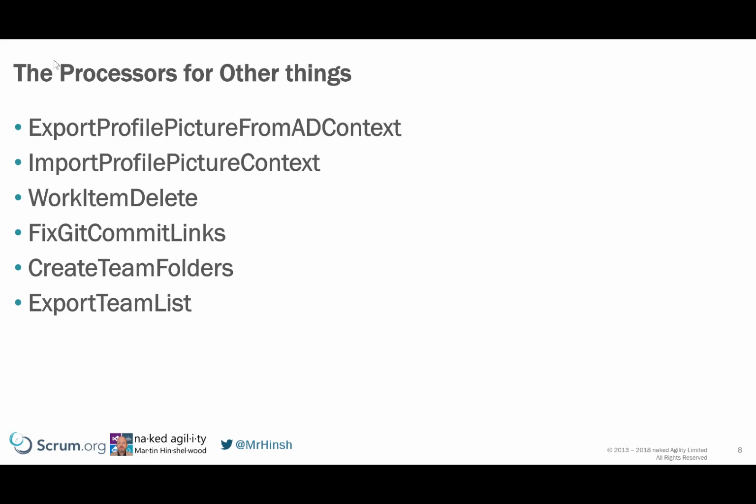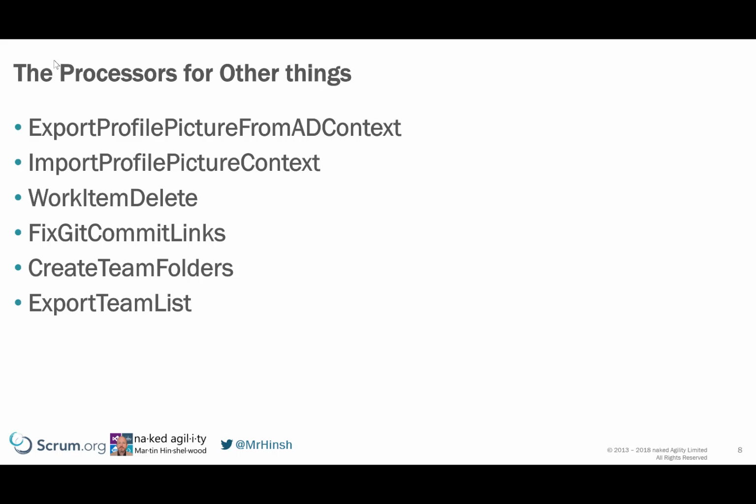We've got the fix git commit links. If you're also migrating Git, as long as you keep the same name of the repo from the old Git repo to the new Git repo in the new team project location, you can run this processor and it will remap all of the links so that the links in the work items point to the new Git repo, not the old Git repo in the old location. So that will run through and fix all of that.